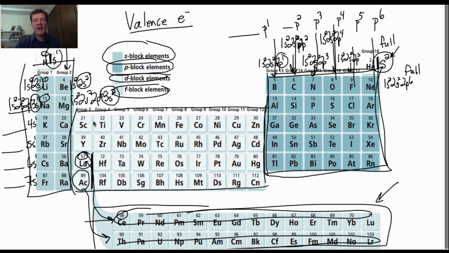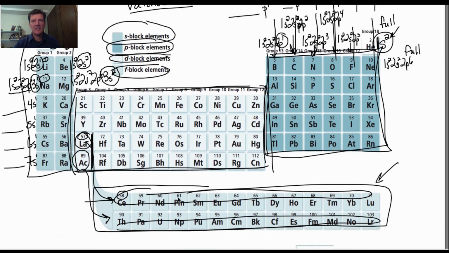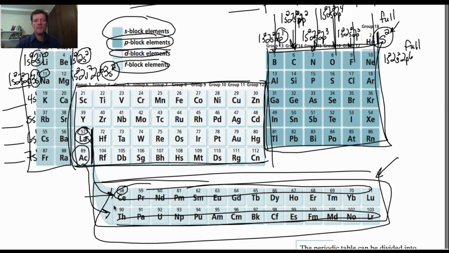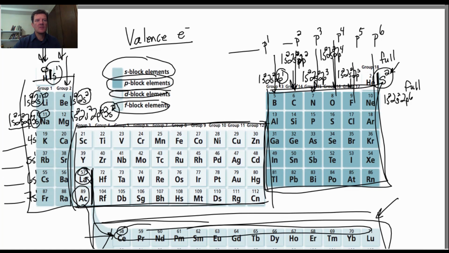And there are 5 d orbitals. Each can hold 2, so 2 times 5 is 10. That's why you've got 10 columns in this group. And there are 7 f orbitals. 7 times 2 is 14. That's why you've got 14 columns here. So perfect correspondence, perfect pattern. We now understand why this pattern exists and why the periodic table is arranged the way it is. It's all because of the electron configuration. It's all because all of the elements in each family have the same number of valence electrons.